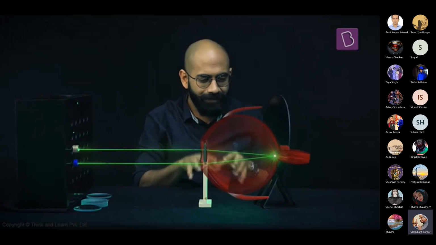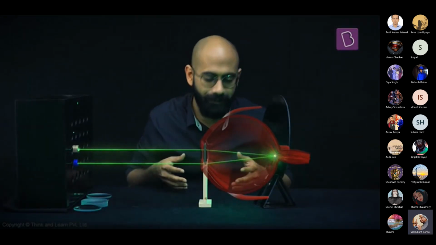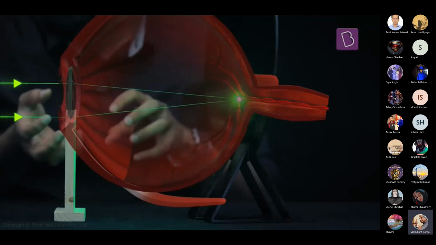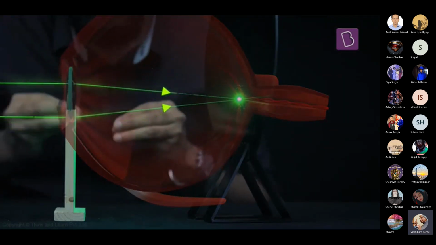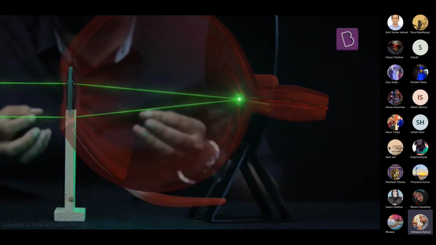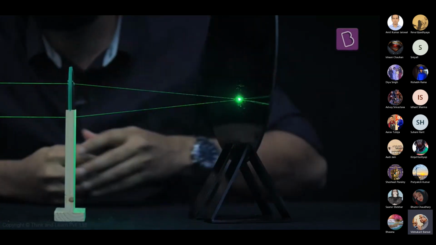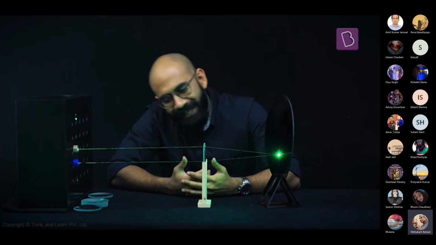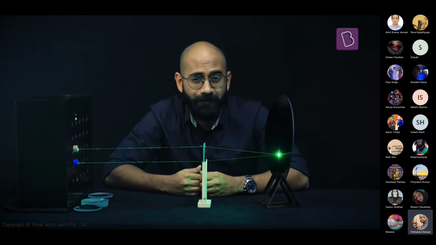Now, if you look closely, this is what happens in the case of a healthy eye. The rays come off objects, and then the eye lens converges those rays to a point on the retina. And therefore, this person sees a clear image. But then, sometimes there are defects.